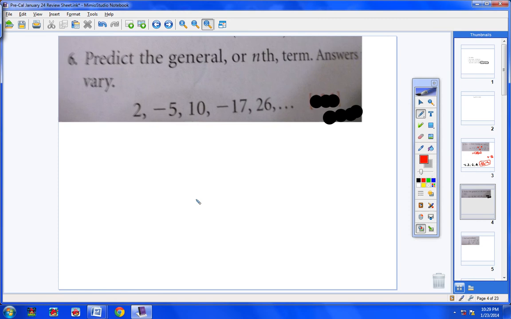All right, number 6. Predict the general or nth term, and your answers may vary. Now, I worked on this one for a while, and I had to kind of think it through. It's not an arithmetic sequence because you're not adding the same number over and over. And it's not a geometric sequence because you're not multiplying the same number over and over. So we're going to have to be creative. So that's the first term, second term, third term, fourth term, fifth term. And what I noticed was this.